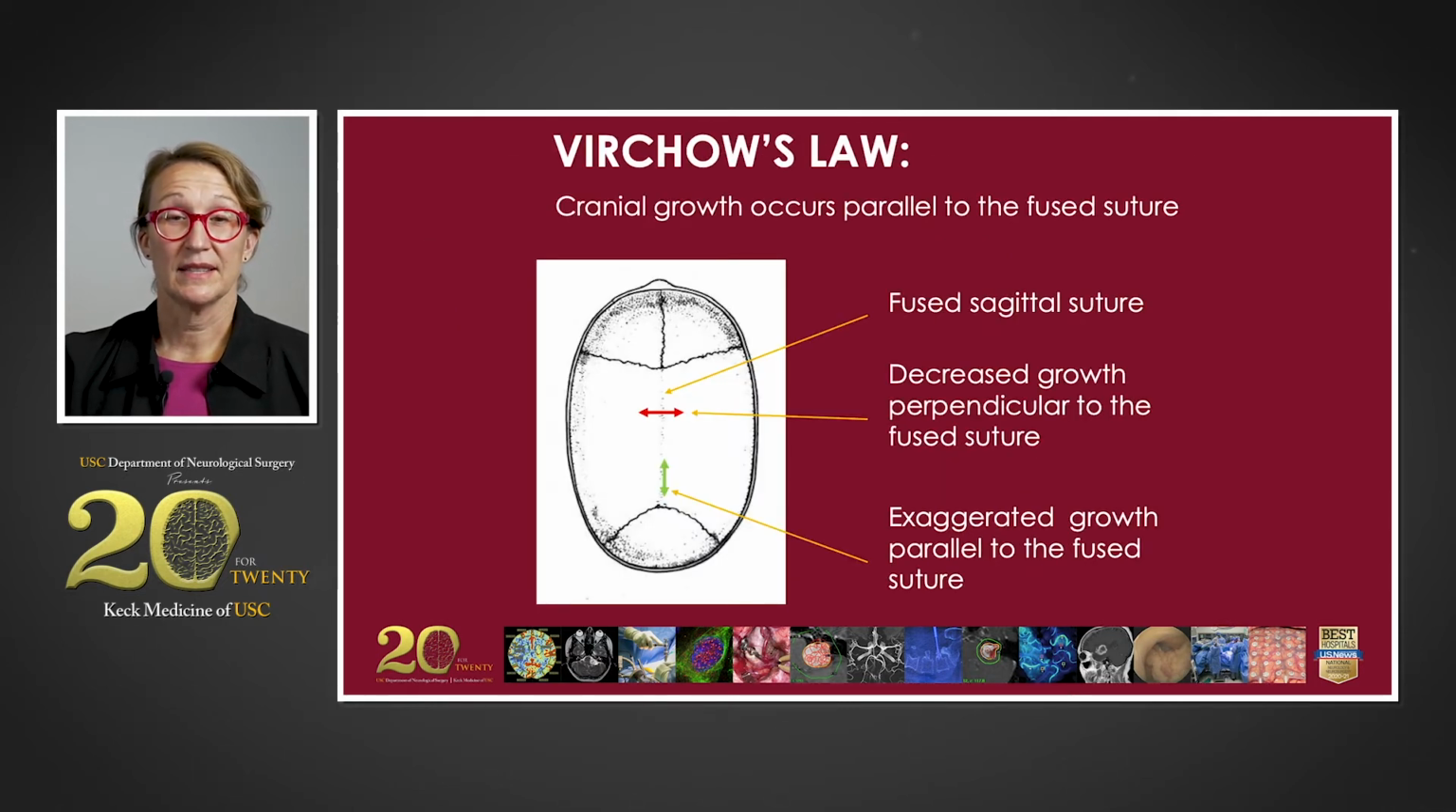Virchow's law tells us that cranial growth occurs parallel to the fused suture. This is a picture of a child with a fused sagittal suture. You can see that the head is long and narrow. There is decreased growth, which is perpendicular to the fused suture. And there's exaggerated growth that's parallel to the fused suture.